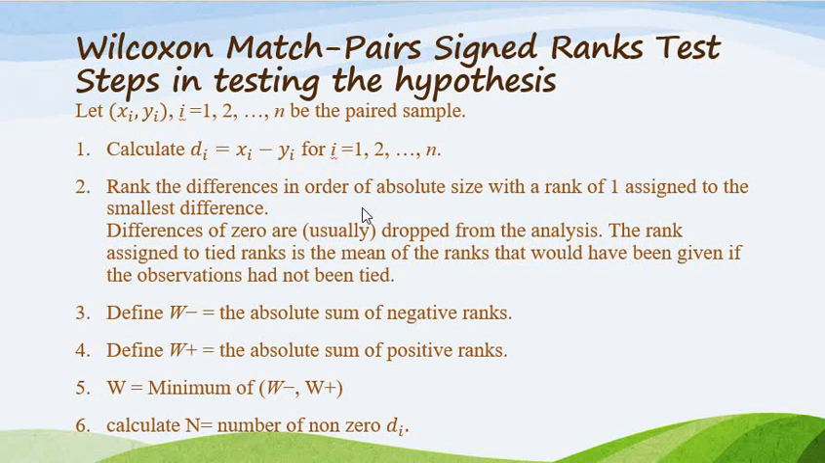The differences with 0 are dropped from the analysis, and then we assign ranks to all the di values from smallest to largest. For this, first we find the absolute value of di. That is, before assigning the rank, we remove the sign and consider only the magnitude of the observation, then rank them from the smallest one to the largest one.